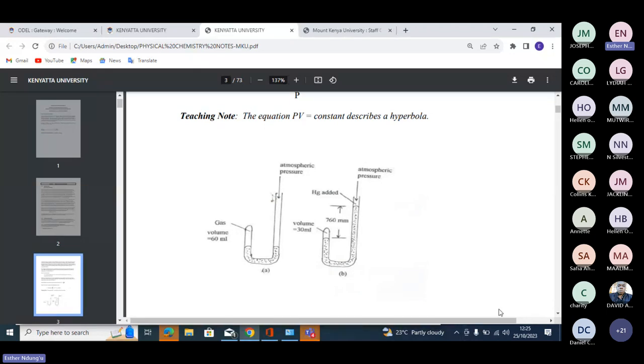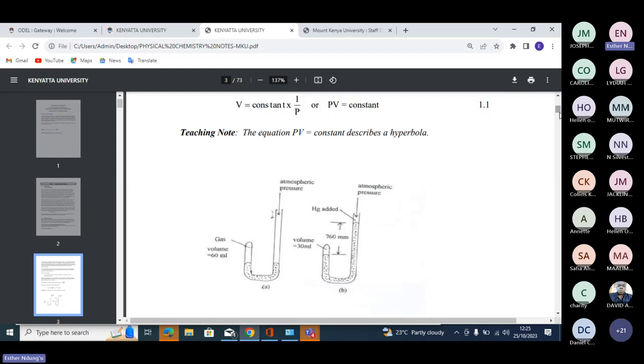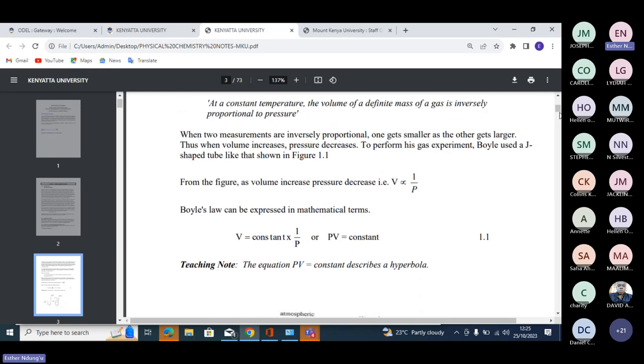And that is Boyle's law: pressure is inversely proportional to volume at constant temperature. If we keep the temperature constant, the pressure is inversely proportional to volume. So that is the first law that we are going to look at.